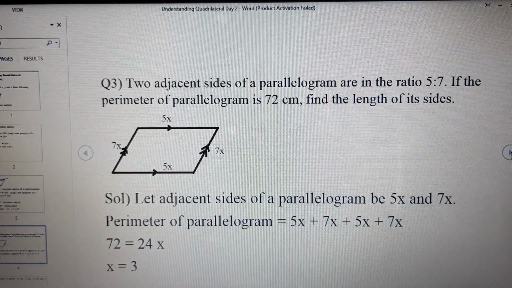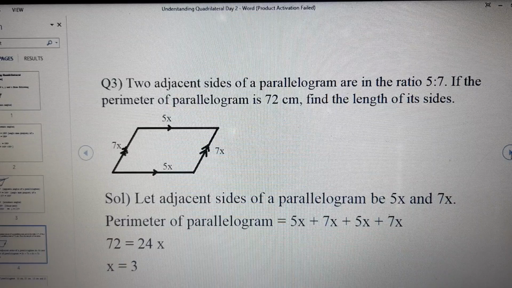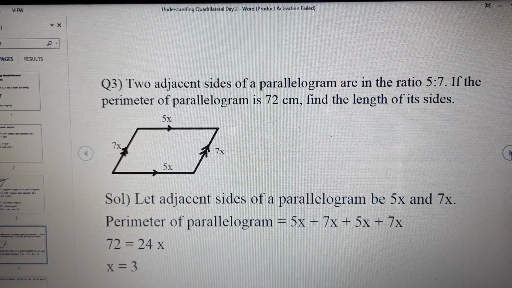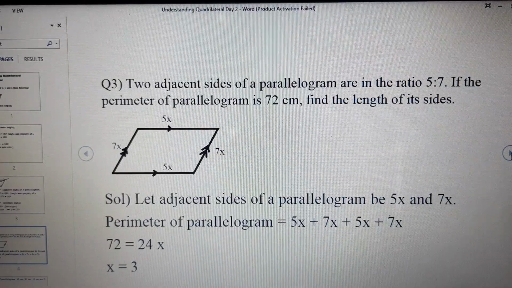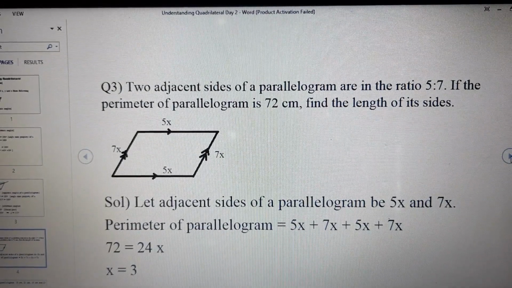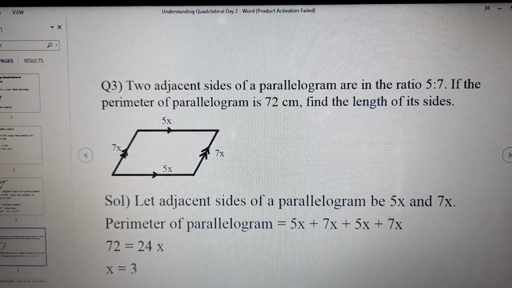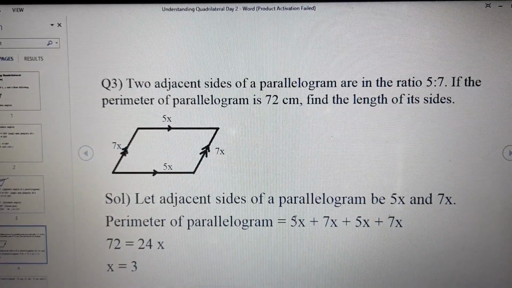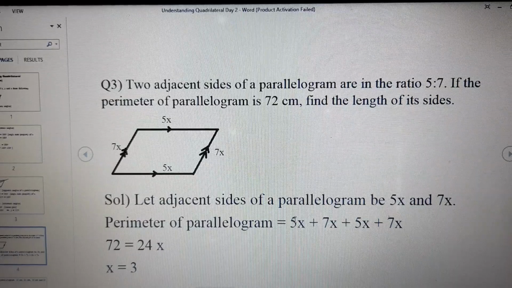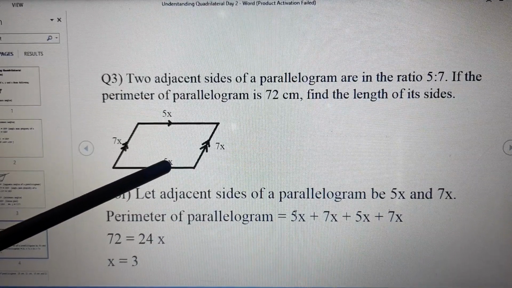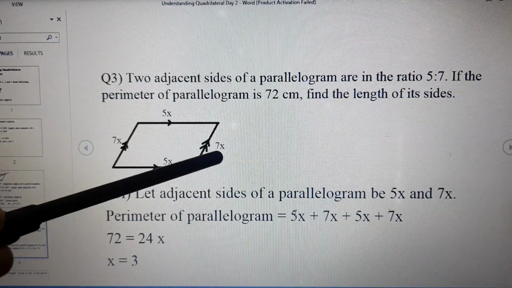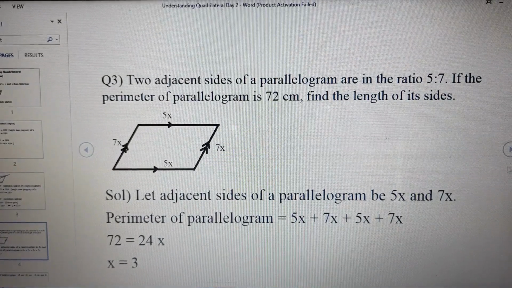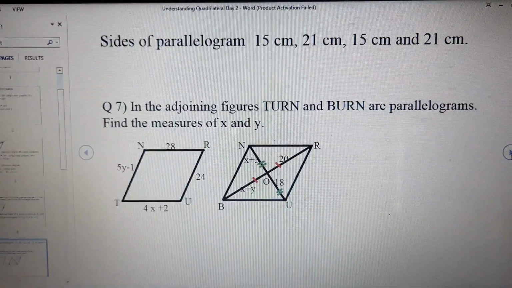They have said that the perimeter of the parallelogram is 72. Perimeter means the sum of all four sides. So 5x plus 7x plus 5x plus 7x becomes 24x, which is given as 72. The value of x is 3. If the value of x is 3, then the sides will be 3 5s are 15, 15 and 15, and 3 7s are 21 and 21. So 15 and 15, 21 and 21.